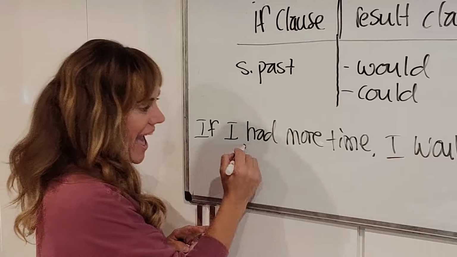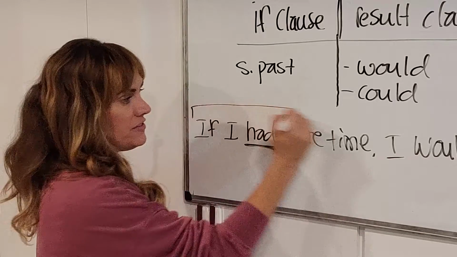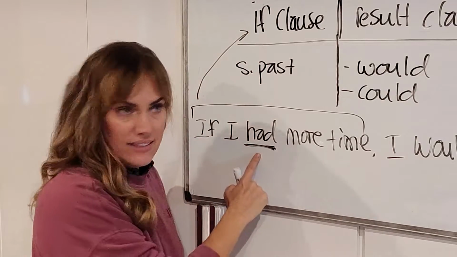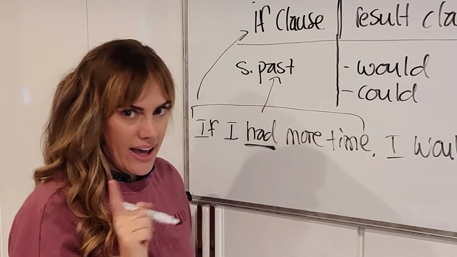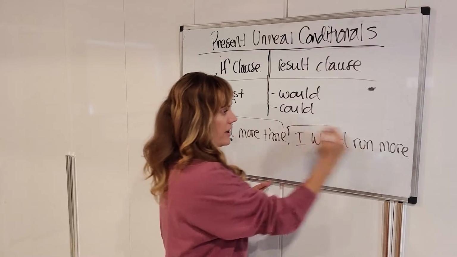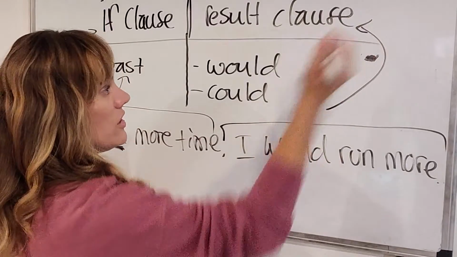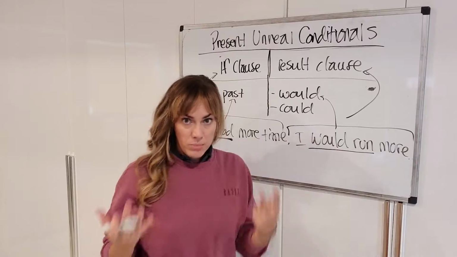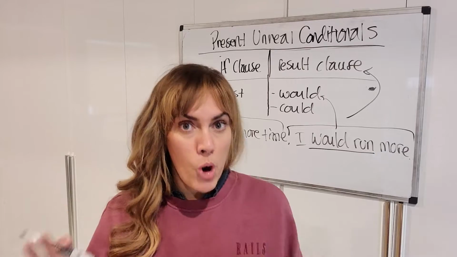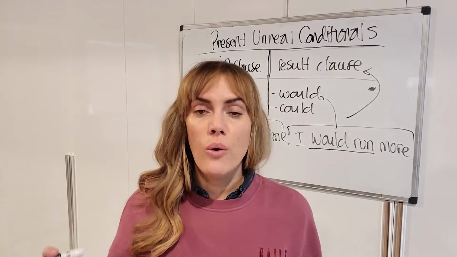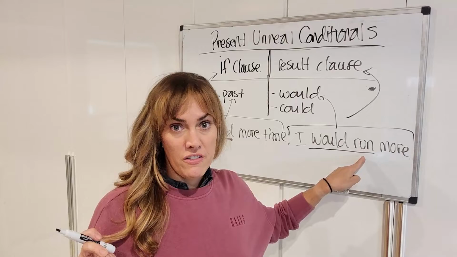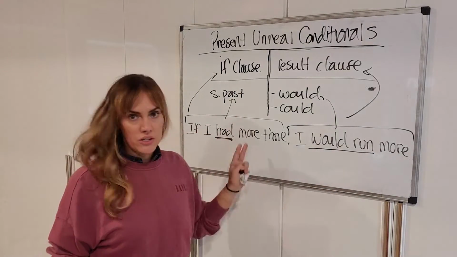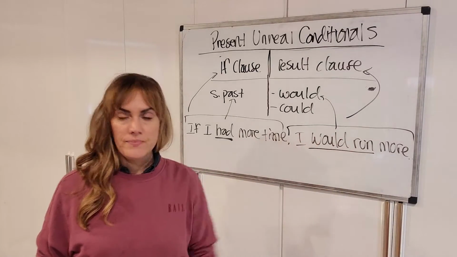If I had, so here's the if clause, we're using if, okay? If I had, simple past, if I had more time, I would run more. Here's the result clause, I would run. There's my would plus base form. Whenever you use a modal, would, could, should, you always use the base form of a verb after a modal, always. Okay, so if I had more time, I would run more.